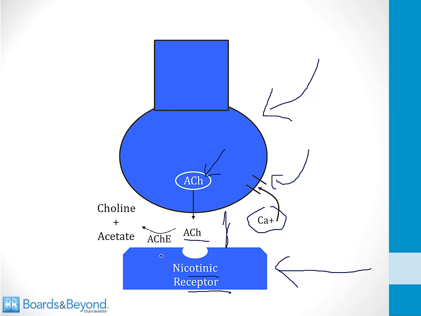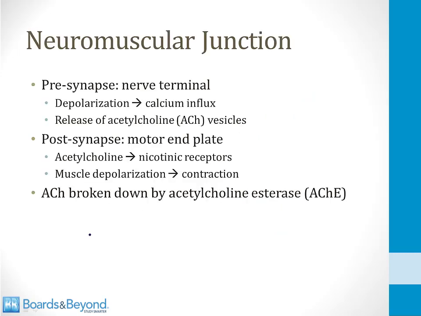There's an enzyme found in the synapse called acetylcholine esterase. It will in time break down acetylcholine, and that will lead to loss of this stimulation of the muscle fiber. And on this slide I've summarized the important points from that drawing.